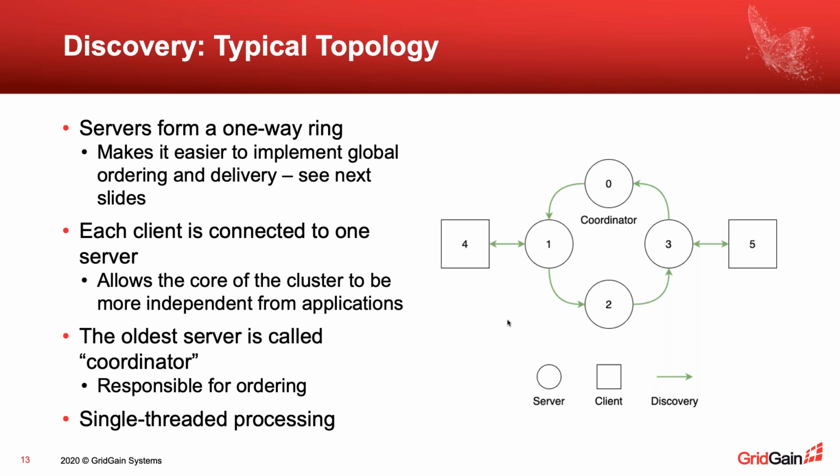And one last thing I want to mention here is that processing of discovery messages is single-threaded. So when we talked about communication, you remember that communication processing is multi-threaded because we want higher throughput and we want to focus on speed. But here we are focusing on ordering, and to provide ordering, you normally want single-threaded processing. So these are the basics of how discovery works.